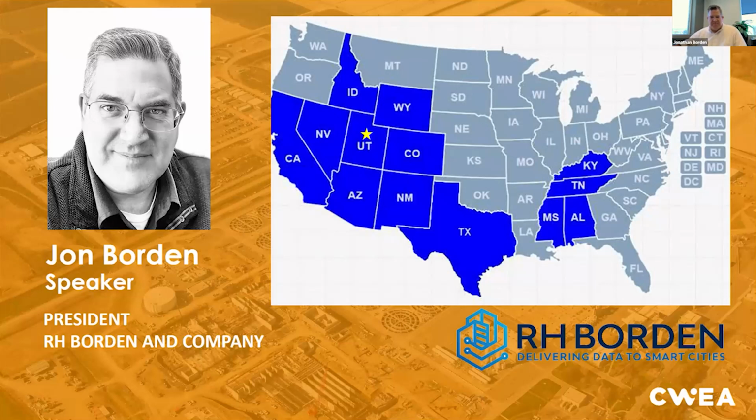Just by way of introduction, my name is John Borden. I'm the president of RH Borden & Company. It looks like we have a few more people joining, so good to see you guys on the call here. Our company is headquartered just south of Salt Lake City, in Lehi, Utah. As you can see, the states in blue are where we currently service. We also provide service nationwide across the whole country. And so we're delighted today to be focusing on our California friends and neighbors and those that we can serve there.